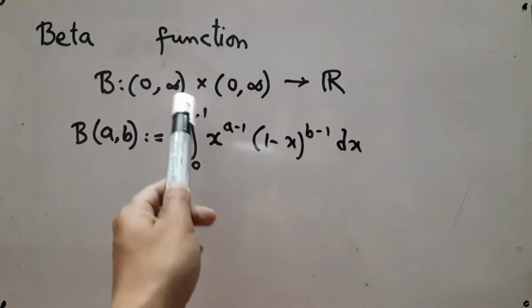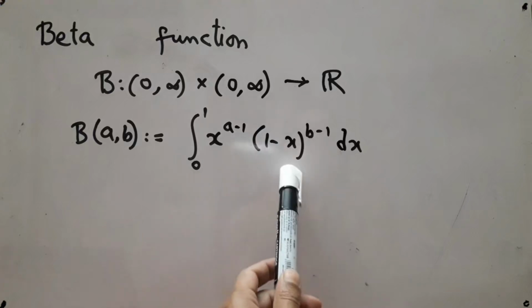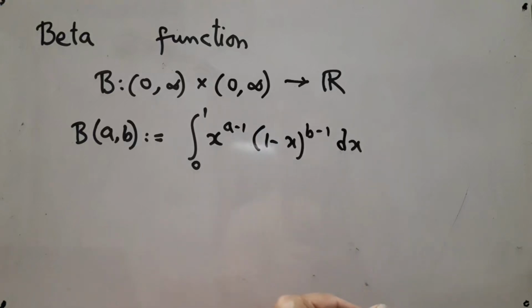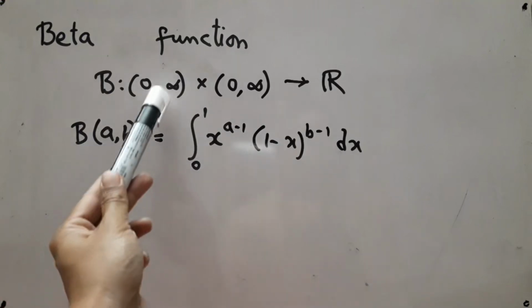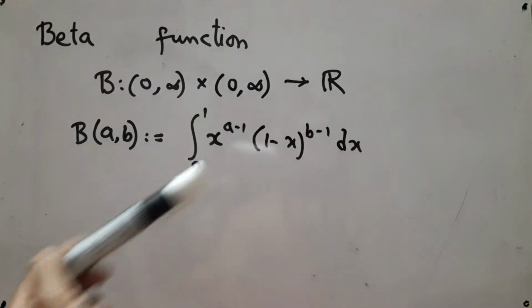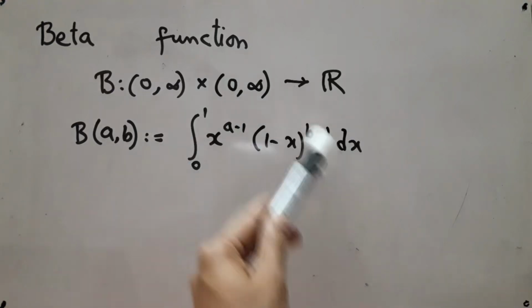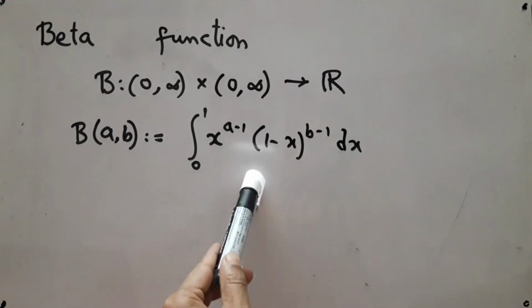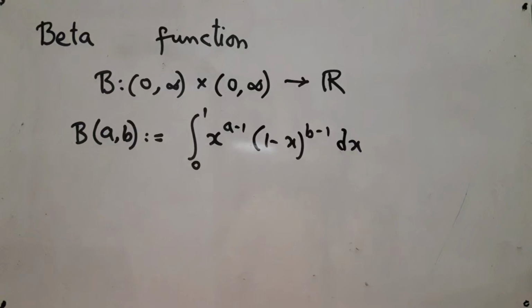integral from 0 to 1 of x to the power a minus 1 times 1 minus x to the power b minus 1. So a and b are the two arguments. They are both positive real numbers. So if I give you a and b, then you will compute this integral, which will be another real number, and that will be the value of beta a b.